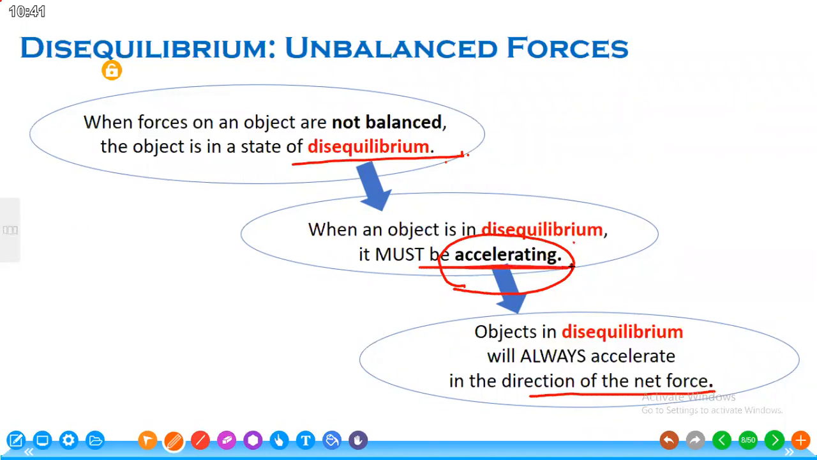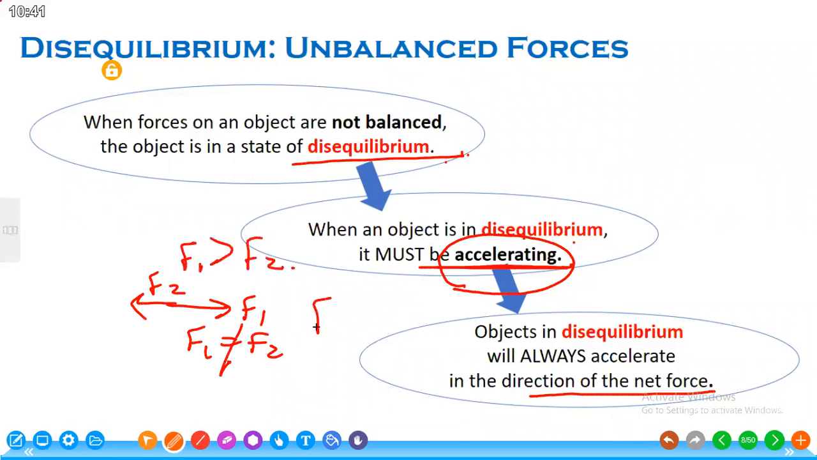If the object is not in equilibrium, F1 is not equal to F2. In this condition, F1 greater than F2, the object will accelerate in the F1 direction. This statement is explained that way. So objects in disequilibrium will always accelerate in the direction of F net.